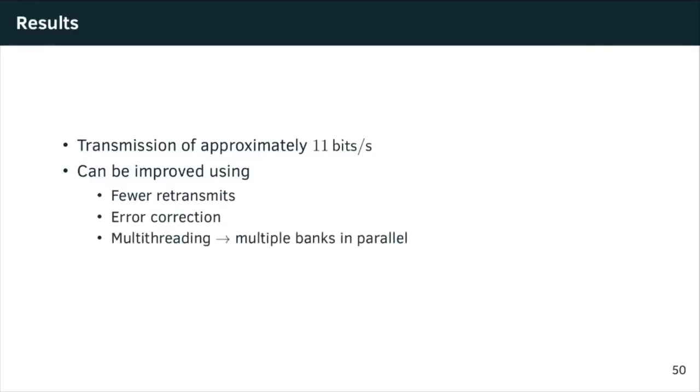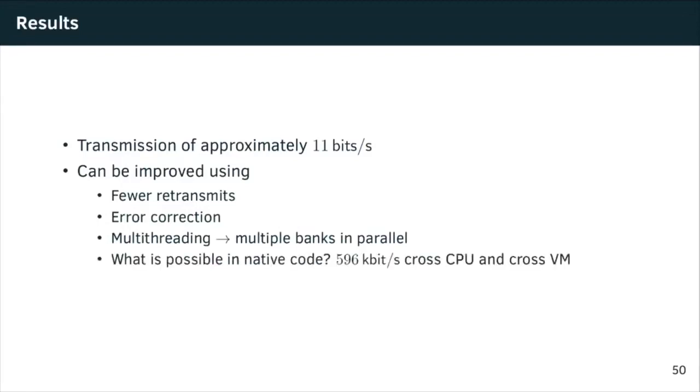And then we can also go for multi-threading. The new JavaScript standard allows us to have multi-threading in the browser, so we can transmit multiple bits in parallel using different banks. So we tried that in native code, and we get up to 596 kilobit per second between CPUs and inside the virtual machine. So that's pretty fast, but still for stealing data from a virtual machine to the internet, imagine credit cards or private keys, 11 bits per second without any errors is still fast enough.